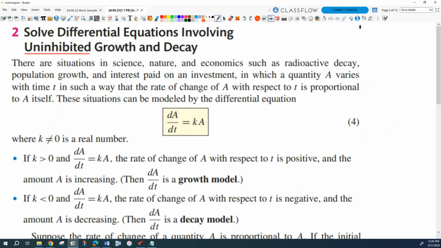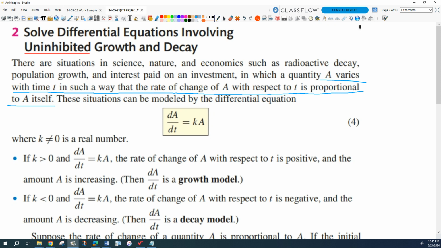So there are situations in science, nature, and economics, such as radioactive decay, for example, population growth, interest, investment growth, right? Investments grow as they earn interest, in which a quantity A varies with time in such a way, and this is really important, here's the part you've got to focus on, that the rate of change of A with respect to t is proportional to A itself. Now, doesn't that make sense?